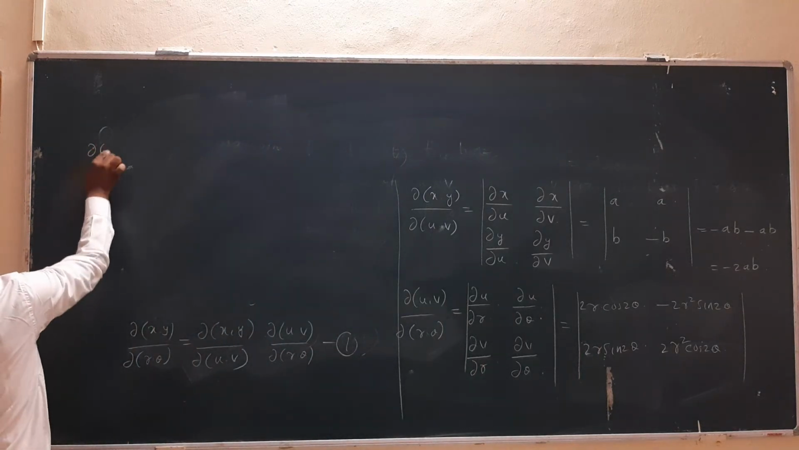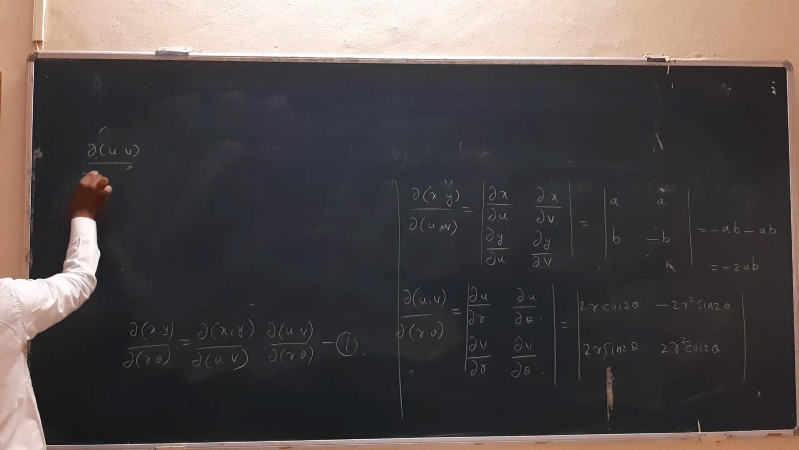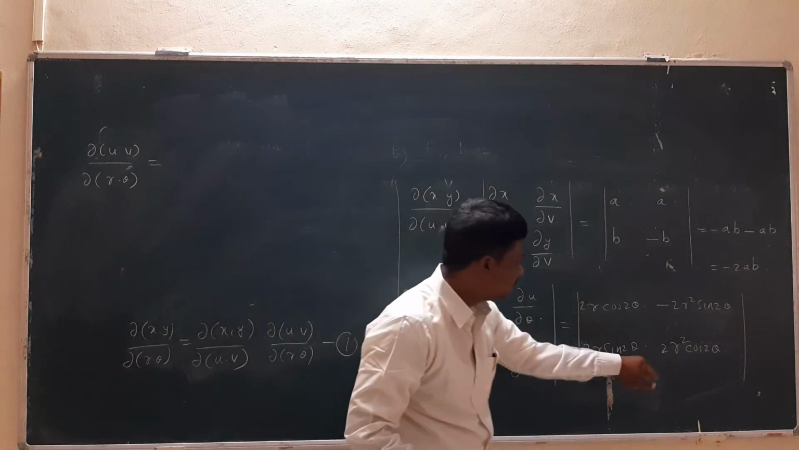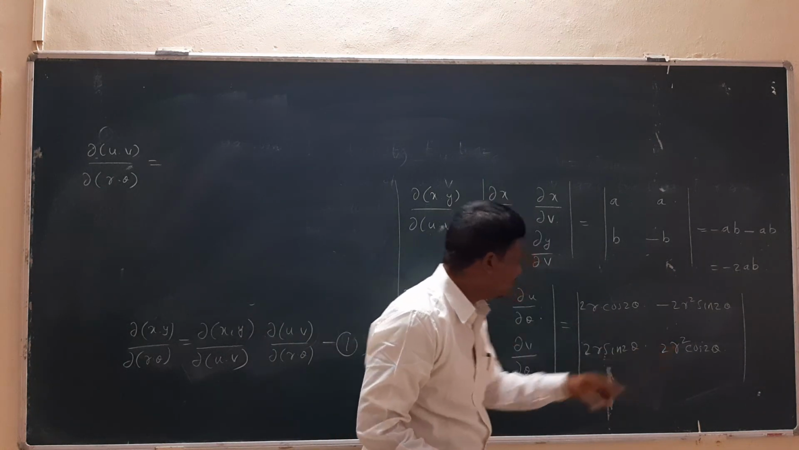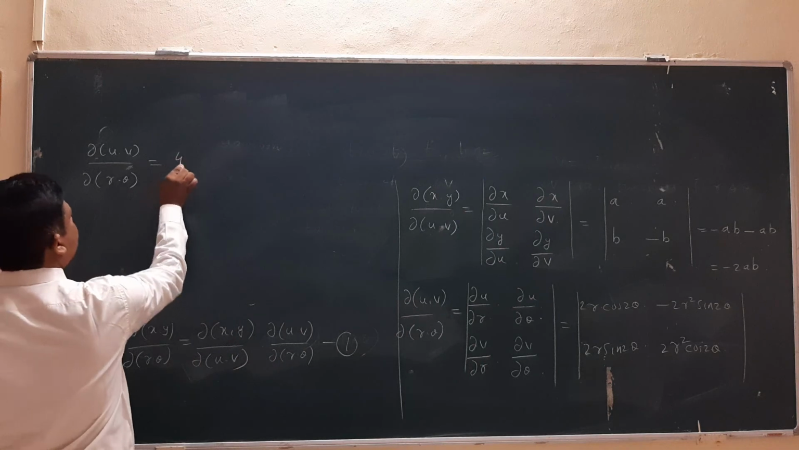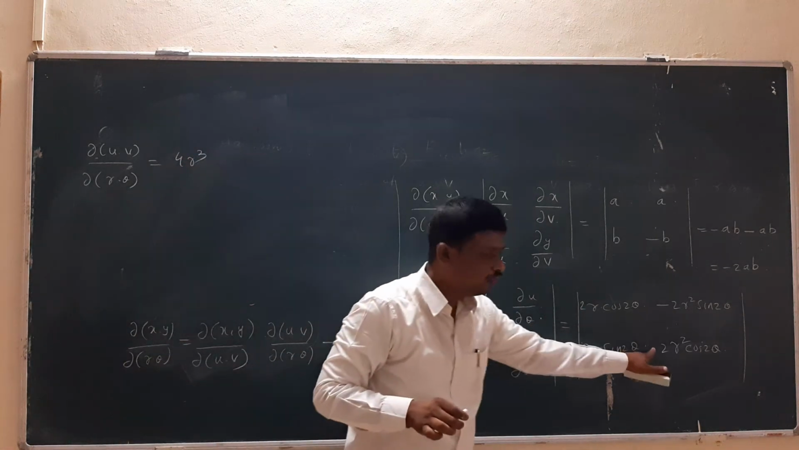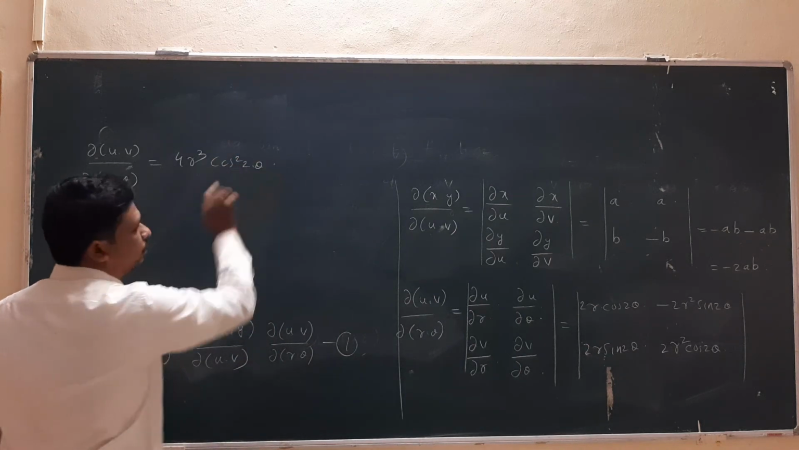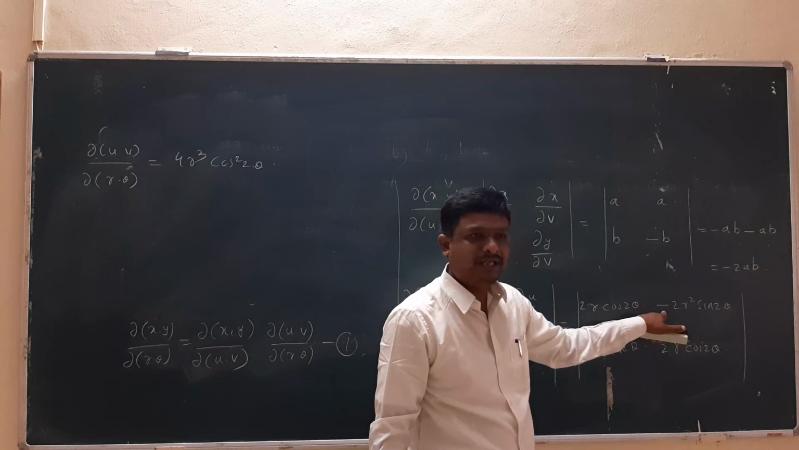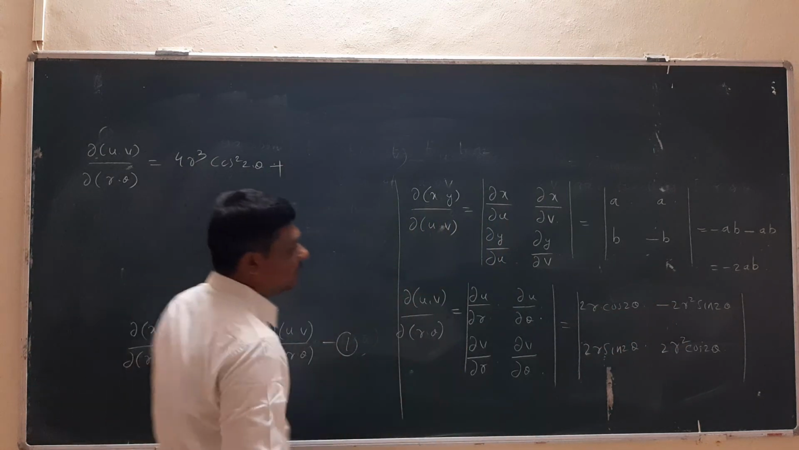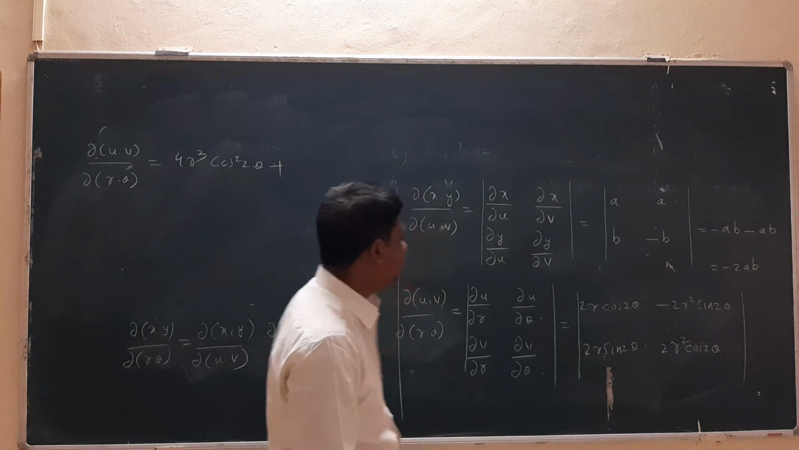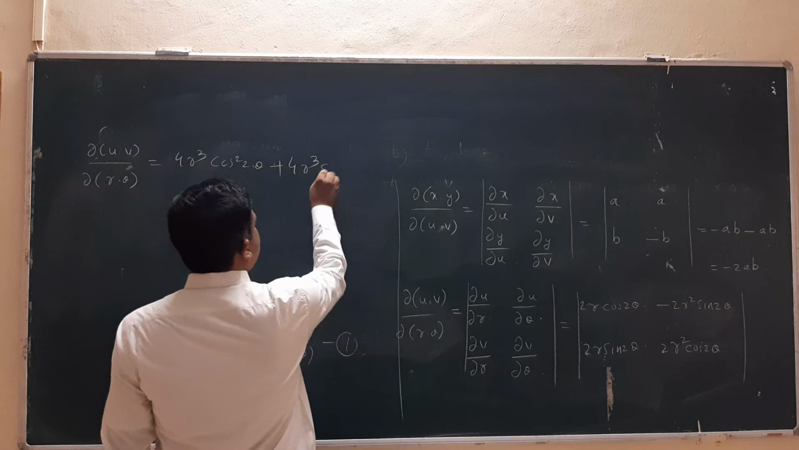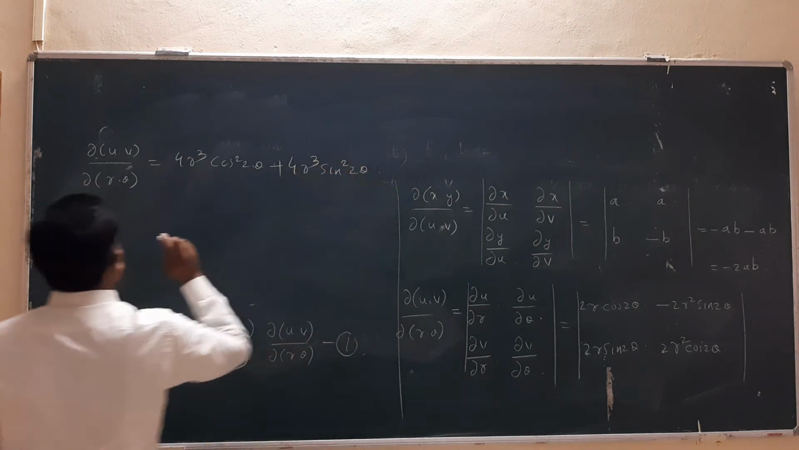So ∂(u,v)/∂(r,θ). I will solve the determinant. So this becomes 2 into 2 is 4, r into r square is r cube, into cos square 2θ, minus, here we have one minus sign, so this becomes plus, again 2r square into 2r is 4r cube into sin square 2θ.